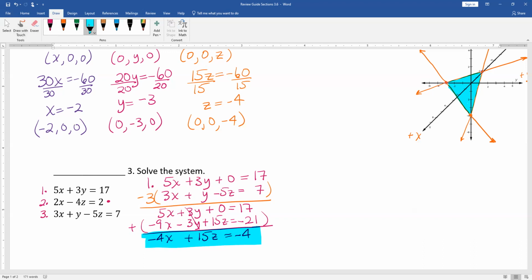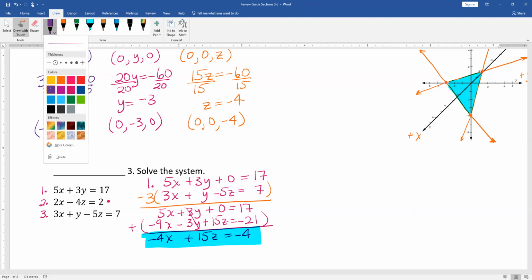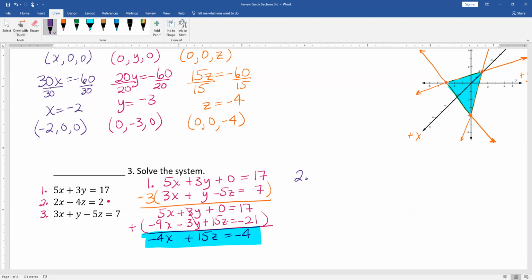2x minus 4z equals 2. So I'm going to move on to step 2. And I'm going to create a pair with these two. So I have negative 4x plus 15z equals negative 4. All right, my second equation is 2x. Oh, this is going to be nice. 2x minus 4z equals 2.